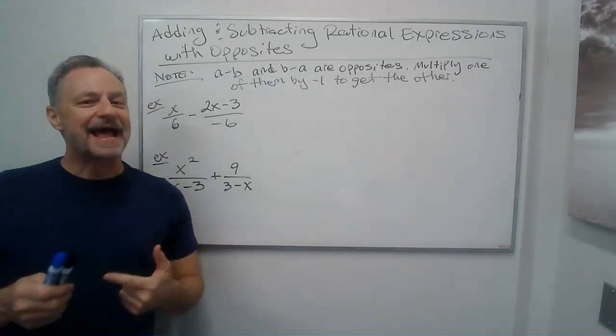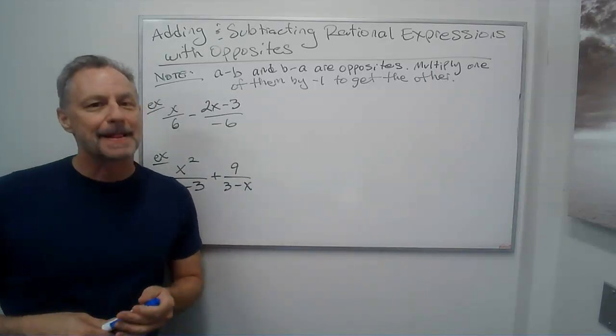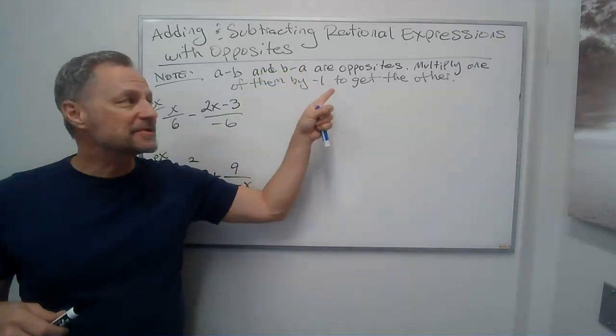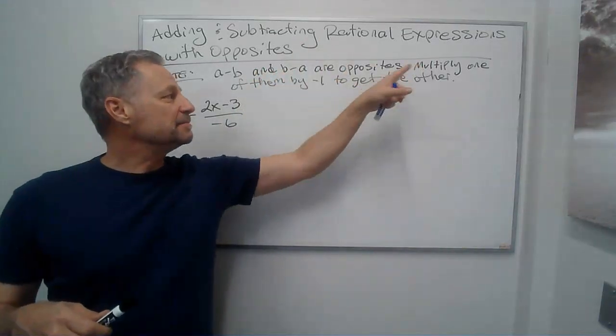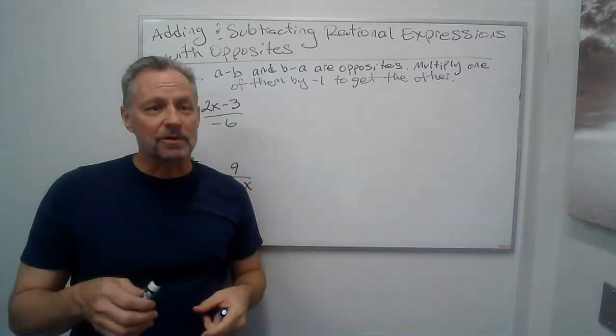Let's look at how to add and subtract rational expressions that have opposites. Okay, so I put a note: a minus b and b minus a are opposites. So we're going to simply multiply one of them by -1 to get the other. Let me show you an example.